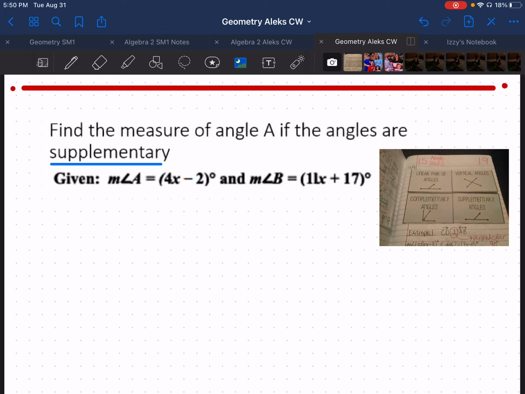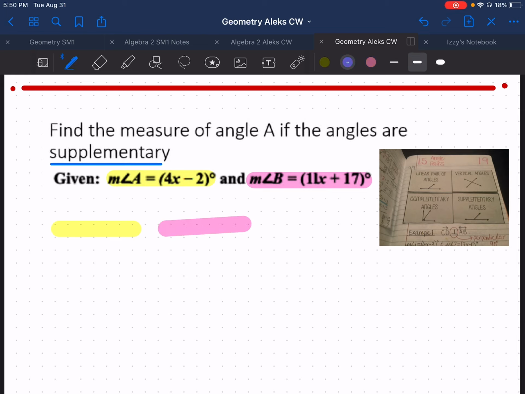I can go back and look at this same foldable. In this foldable, I can see the word supplementary angles. There it is right there. I can open this up and it will tell me exactly how to set up this problem. It'll talk about angle 1, which is just going to be angle A, and angle 2, which would just be angle B. And it shows me that I'm going to add them together and set them equal to 180 because that's what supplementary means.